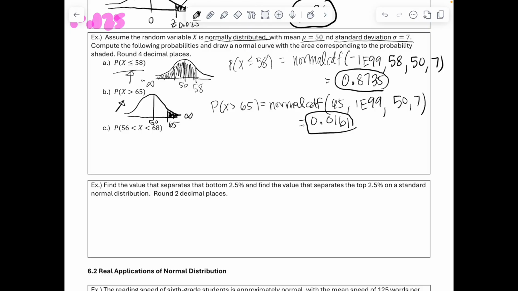Part C says find the probability that x is between 56 and 68. So again, drawing our bell-shaped curve, putting the mean of 50 in the middle. The two numbers that we have here are 56 and 68. Those are both larger than 50. So we have 56 and 68, and this would be between these two values, so shading that area between those two. We're now going to find the probability that x is between 56 and 68, and we still need to use normal CDF.